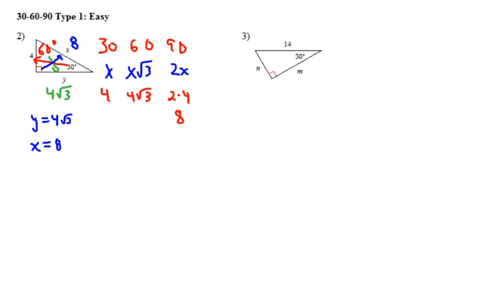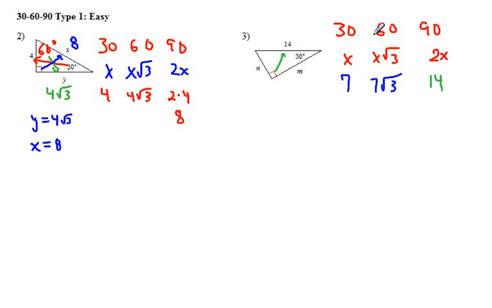Let's do another one here. 30, 60, 90. X, x root 3, and 2x. This time my given number here is across from the 90-degree angle, that 14. That means the 14 goes right here. So you just have to do a little mental math in your head. If 2 times a number is 14, then that number is 7. And if x is 7, then I can go right here, 7 root 3.